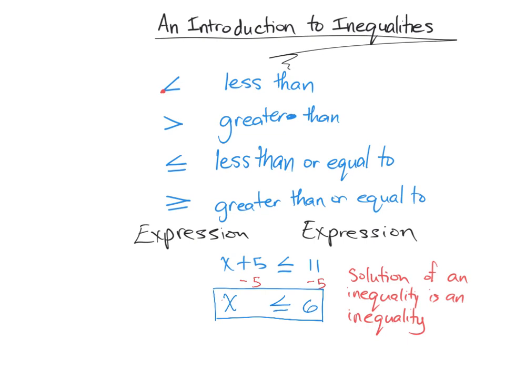Now, if we take any value of x that is less than or equal to 6, it will make this inequality true. All right, and that's what we want. So that's how you write the solution to our inequality.